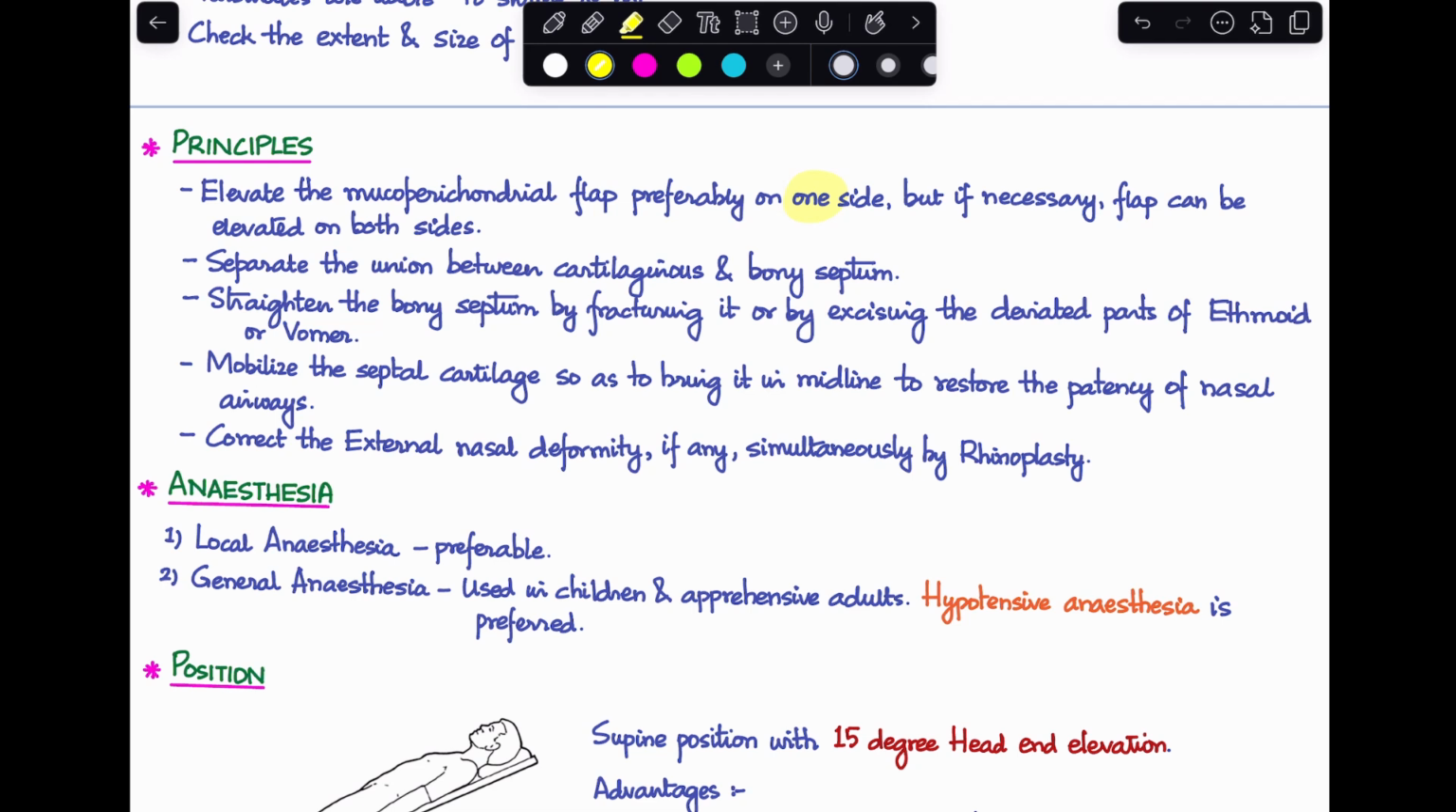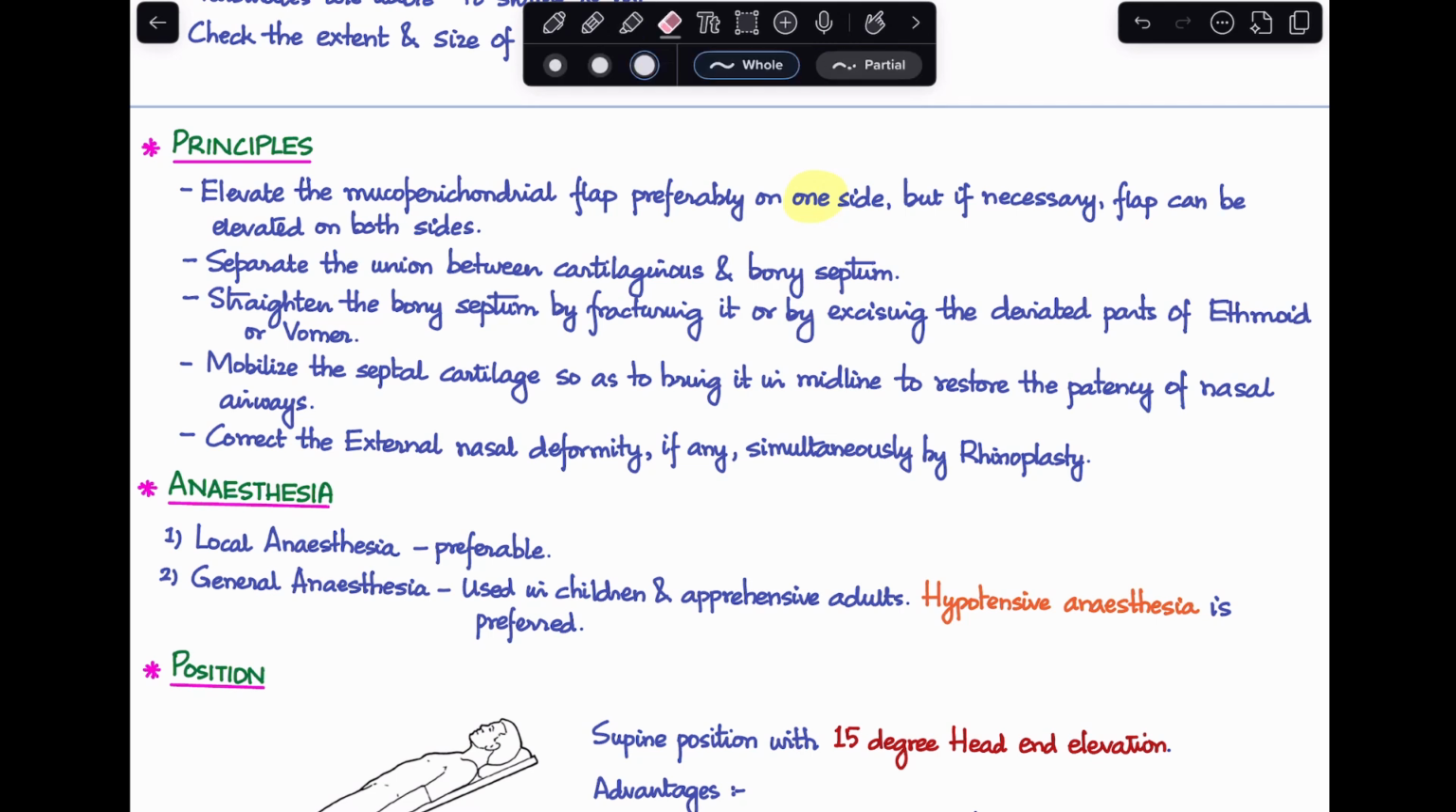Bone. And at the end, you have to make sure that you mobilize the septal cartilage so as to bring it in the midline, and that will restore the patency of the nasal airway. So the deviated septum, which has now been corrected, should come at least near midline, or in the midline if possible. That will restore the patency of the nasal airway for the patient.